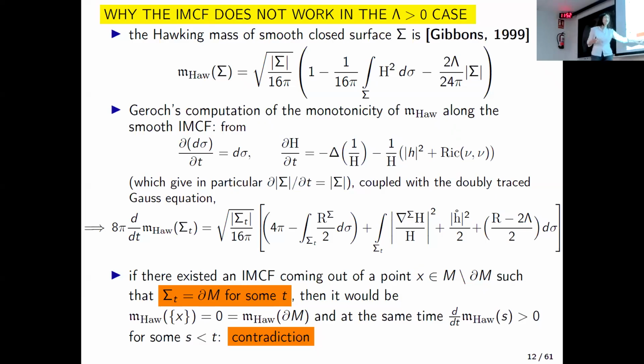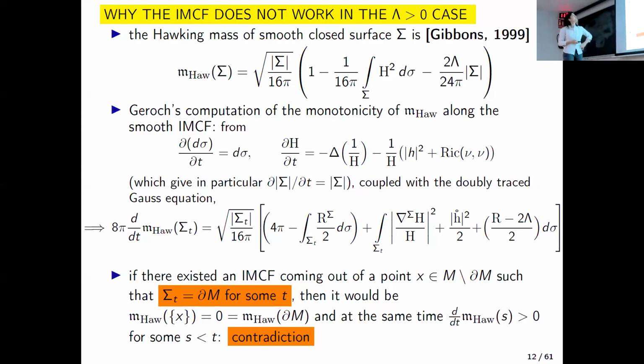But at the same time, the derivative at some point is positive because of the counterexample of Marques and Neves. So at some point, the scalar curvature is strictly greater than 2 lambda. So this means that the derivative of the Hawking mass is strictly positive. So it is a contradiction. So there cannot be an inverse mean curvature flow starting from a point and arriving at the boundary in general. You cannot prescribe, say, an inverse mean curvature flow that arrives at the surface that you want.